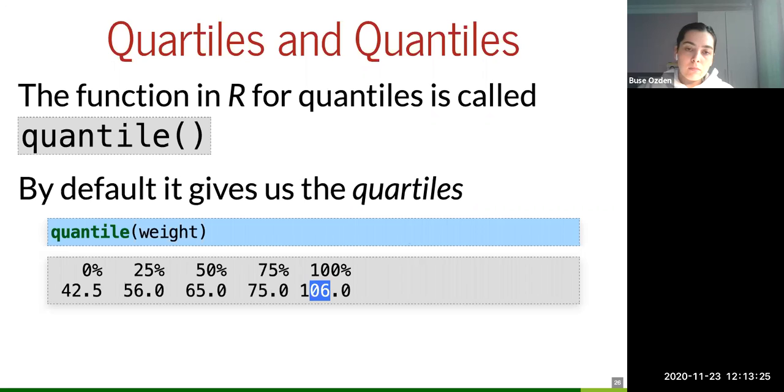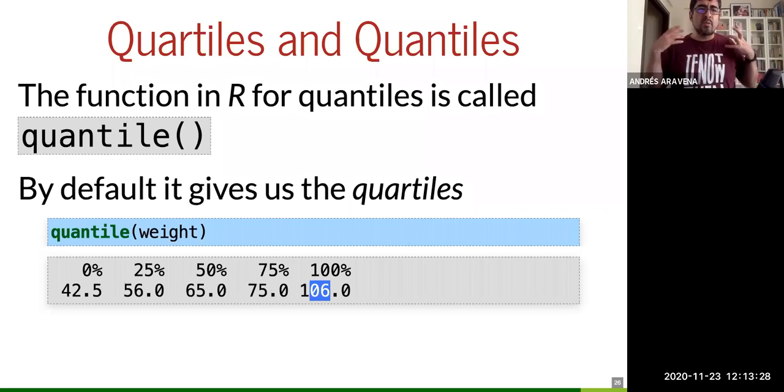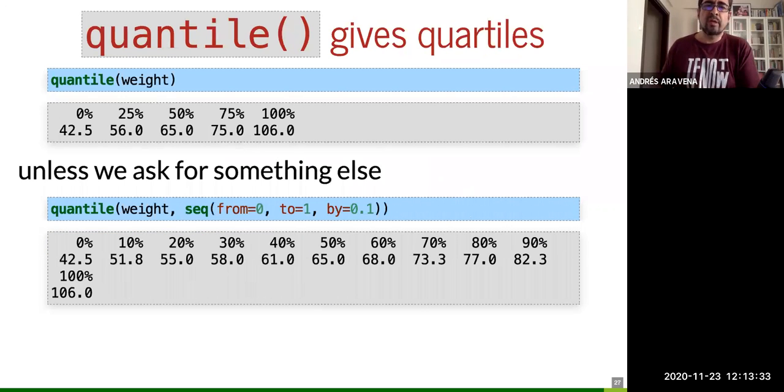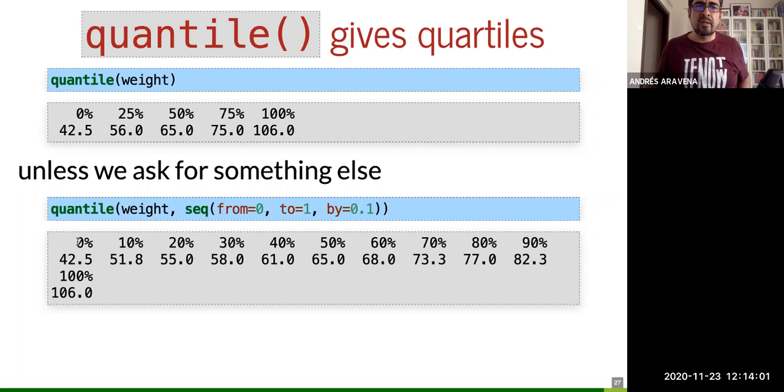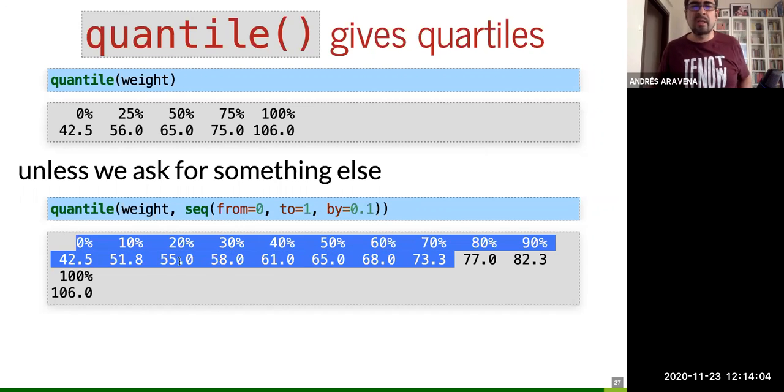Then what else? Next one. Why is it called quantile if it's going to give quartiles? Well, because you have the option of telling it what percentages you want. For example, here I want 10%, 20%. So essentially I say from 0 to 1, increasing by 0.1. 0.1 is 10%, no? So this seq command is giving 0, 10, 20, 30, 40, until 100%.